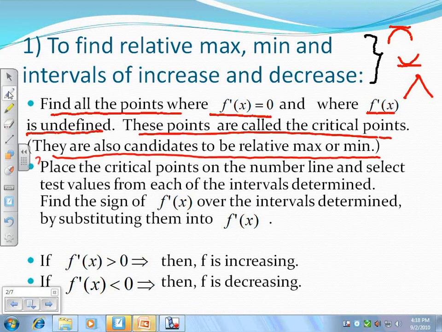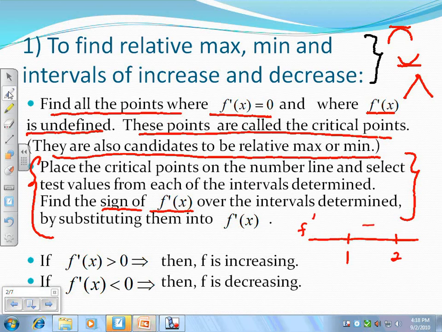Then we will place the critical points on the number line, and we will select test values from each of the intervals determined. And we'll determine the sign of f prime. So we're going to say that this point was a critical point, this point was a critical point. So we're going to try to find, is f prime positive, is f prime negative over these intervals. I'll show you a way to do that.